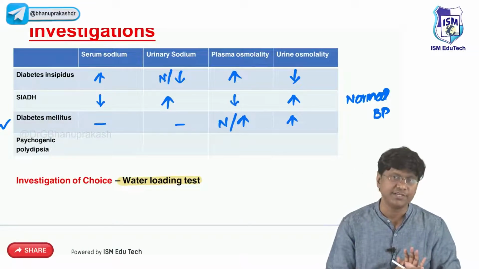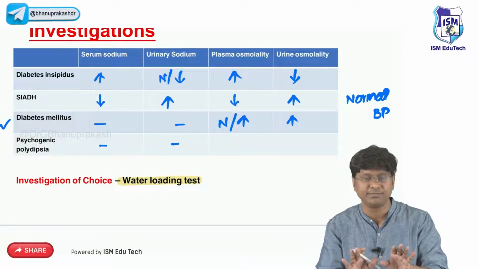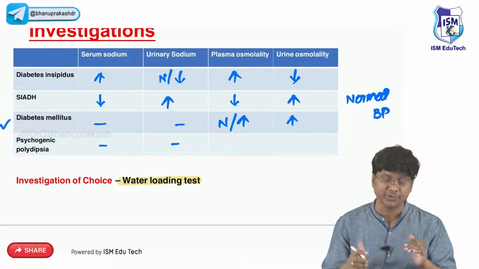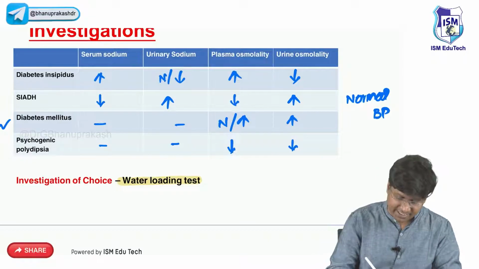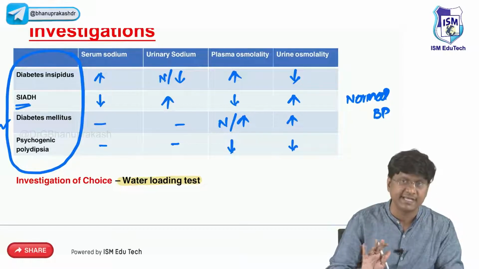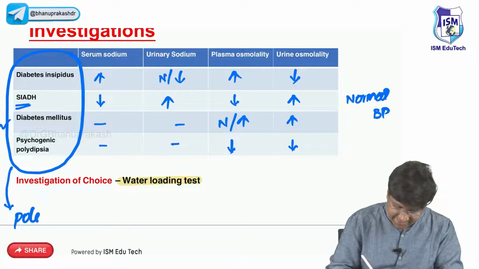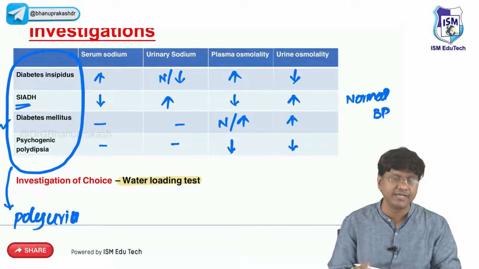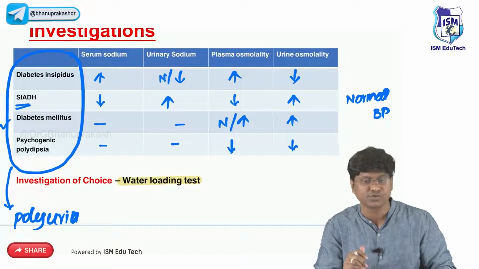Then what about in psychogenic polydipsia? In psychogenic polydipsia also, the serum sodium and urinary sodium more or less remain normal or change slightly. But what about the plasma and urine osmolality? Both of them are reduced. The question that they may ask you is a patient presenting with polyuria. Except for SIADH, where you don't have polyuria, the remaining three scenarios will be presenting with polyuria, and they may give you any of these permutations and combinations and ask you what exactly is the diagnosis of the patient.